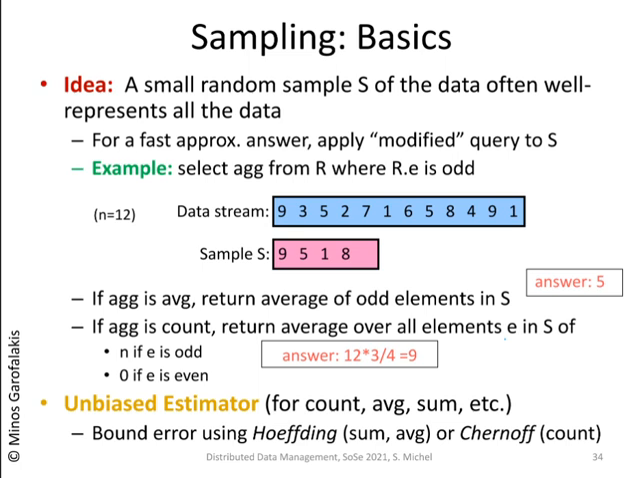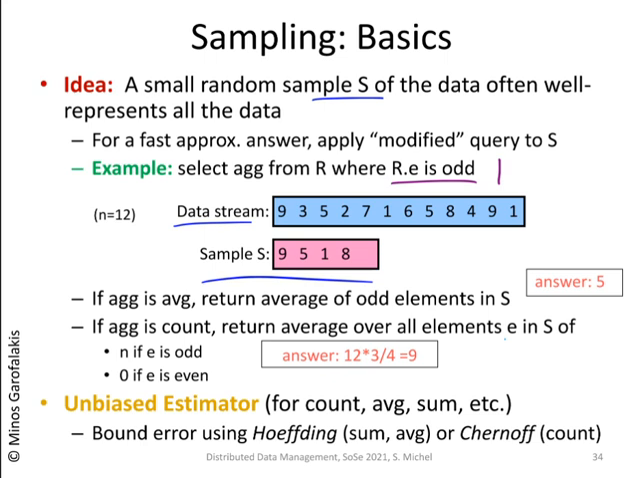So here are the basic ideas behind sampling. In sampling, we just take a random sample of the data stream. We call that sample S. And this sample is then used to evaluate the query in an approximate way. So assume we have a data stream here which has 12 elements, and our random sample consists of the elements 9, 5, 1, and 8. And as you can see here in the query we look at in SQL syntax, we want to apply an aggregation function on the elements for those elements which are odd.